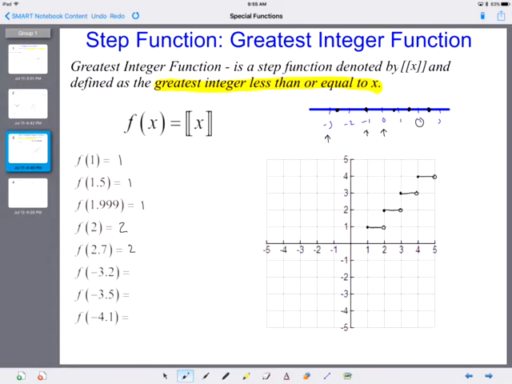Alright, I threw a couple negatives on here to make sure you're clear. Negative 3.2. So negative 3.2 on this number line is over here. What's the greatest integer less than or equal to that? Negative 4, not negative 3. Remember, you're going to the left. Same thing for negative 3.5, it's at negative 4, and negative 4.1, it jumps to negative 5. So that's the greatest integer function. And as I said, you can see as you look at this, this is a step function.